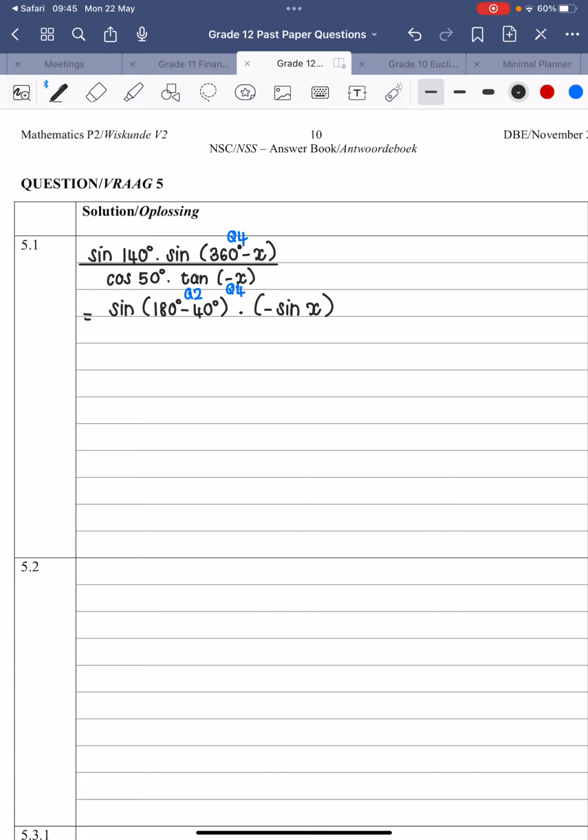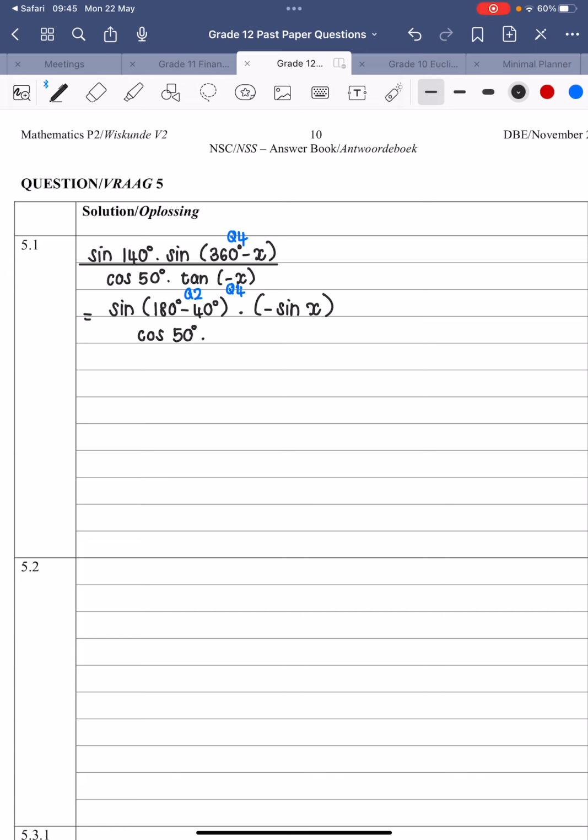Cos 50, now guys, 50 degrees is actually an acute angle, right? So I'm just going to leave it for now. Is 50 a special angle? Do I have a triangle for that? No. Okay, so something else is going to have to happen there. Let's just leave that one like that for now.